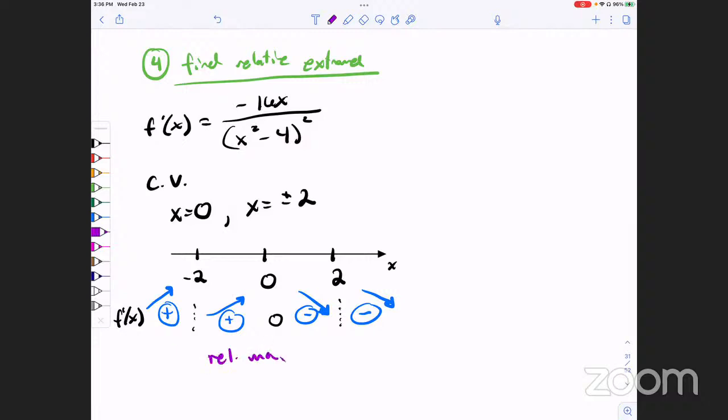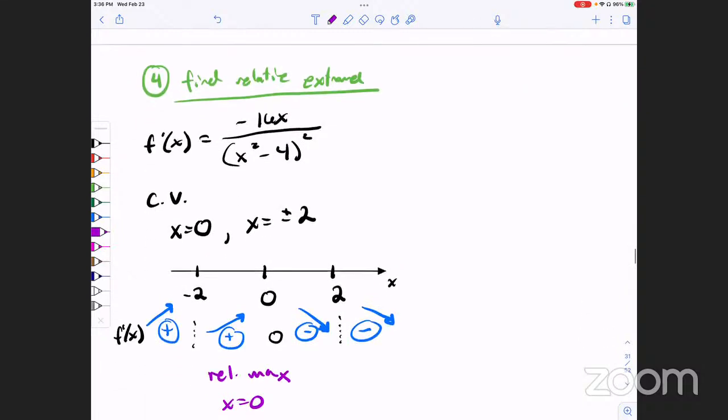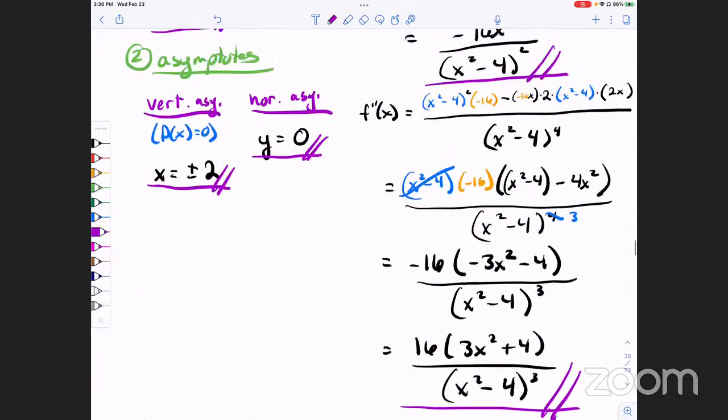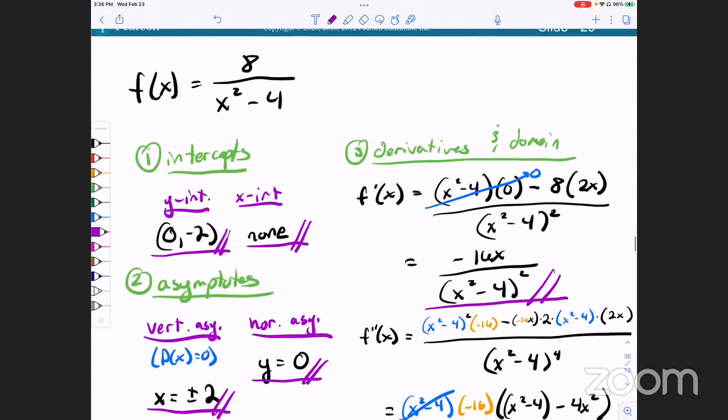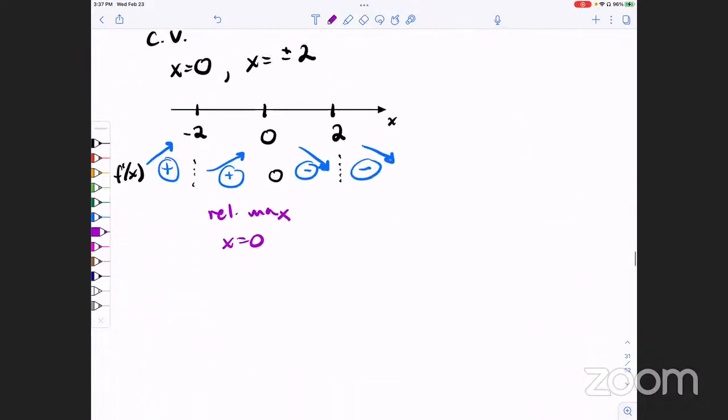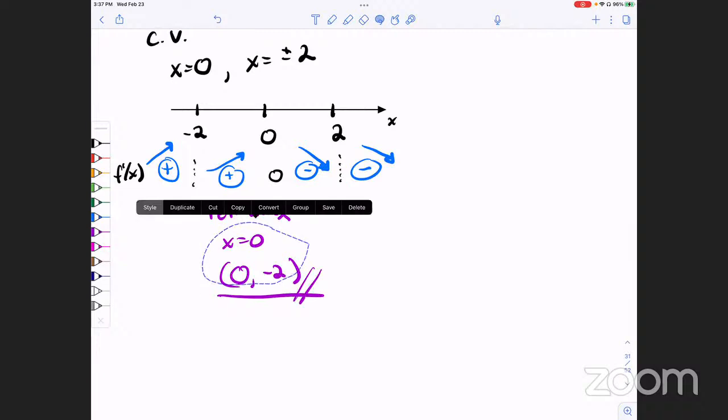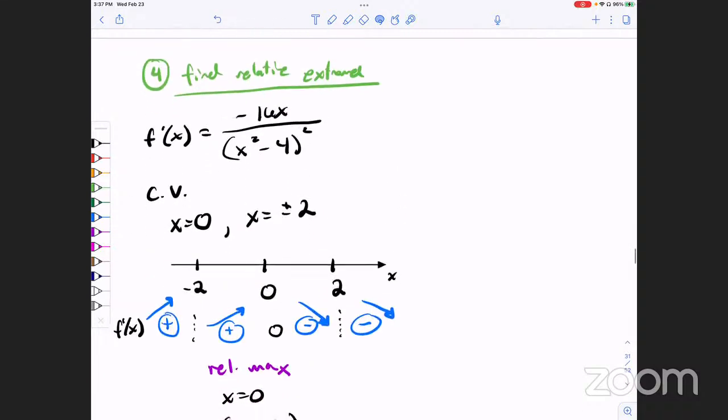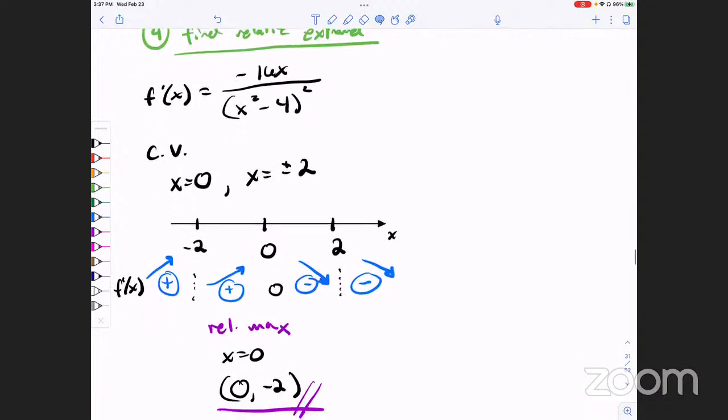A relative max when x equals 0. And then what we need to do to find the corresponding y, we plug this back into the original f of x. So at 0, y is -2, right? That was using the first derivative to find extrema.